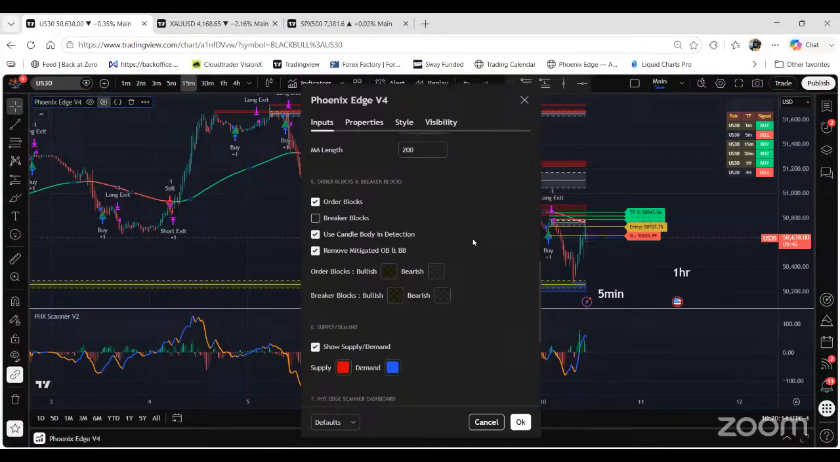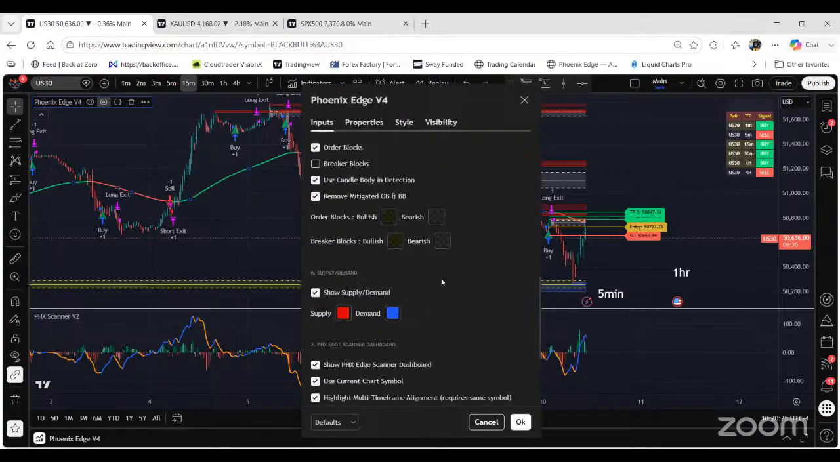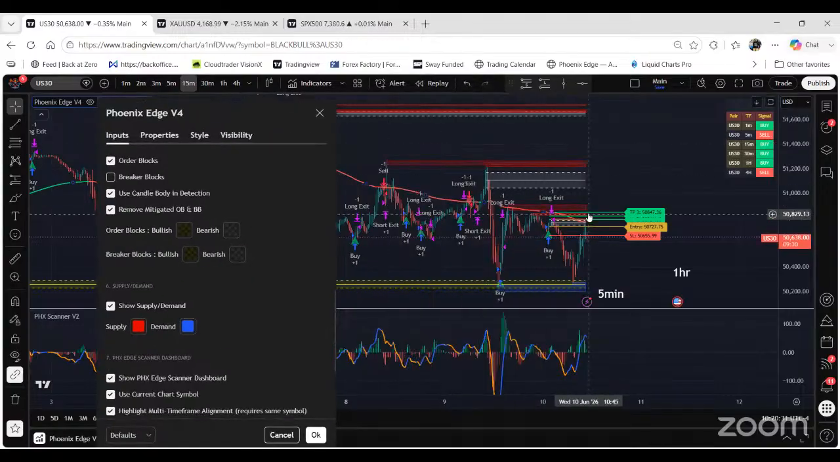All right, then we have our order blocks and supply and demand zones. All this can stay how it is. It's already on by default. The only thing that you can change, if you want, it's completely a preference situation, is the color of the order blocks and supply and demand. So supply and demand are going to be red and blue by default, and your order blocks are going to be white and gold.